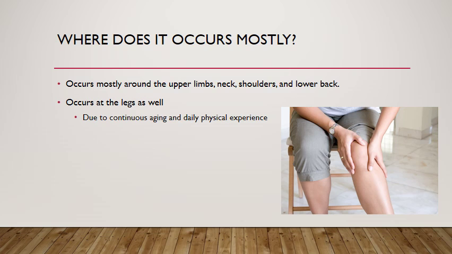So, where would musculoskeletal disorders actually occur mostly? Well, musculoskeletal disorders occur mostly around the upper limbs, necks, shoulders, and lower back. But they can also occur in the legs due to continuous aging and daily physical experiences such as taking care of your children, taking care of your wife, caring for your work, going around, turning your neck. All these activities will increase your chance of gaining some sort of musculoskeletal disorder, no matter how simple it is. And in fact, the legs would be the part of the body that frequently has musculoskeletal disorders just because it's the part of the body that is moving constantly, since the body is walking around, getting to places.